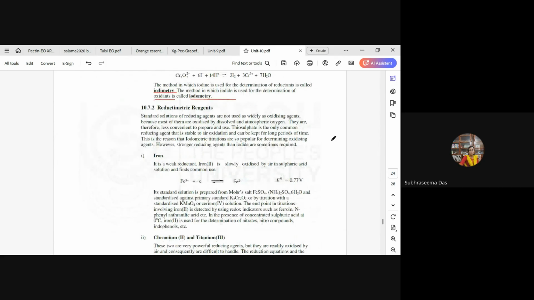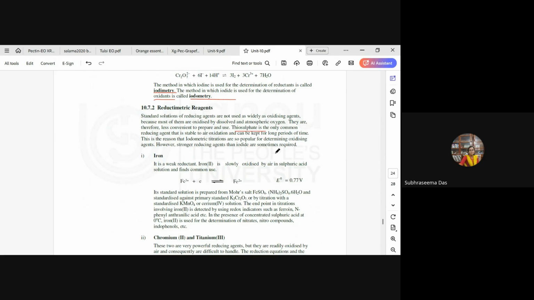Then coming to reductimetry reagents. The standard solutions of the reducing agents are not as widely used as oxidizing agents because most of them are easily susceptible to oxidation by the oxygen present in the atmosphere. They are therefore less convenient, and they are used very little. Thiosulfate is the only common reducing agent that is stable to aerial oxidation.